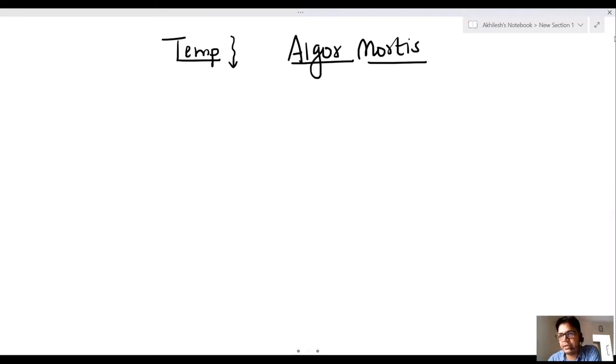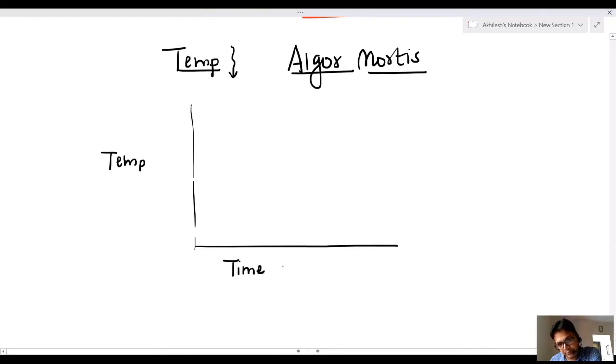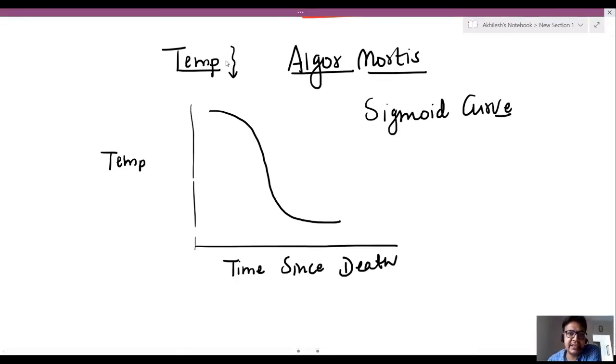Algor mortis. Now, if you see the graph between temperature and time since death, the graph is just like this. This is a sigmoid curve. So this phenomenon is known as algor mortis. Temperature is decreased after death.